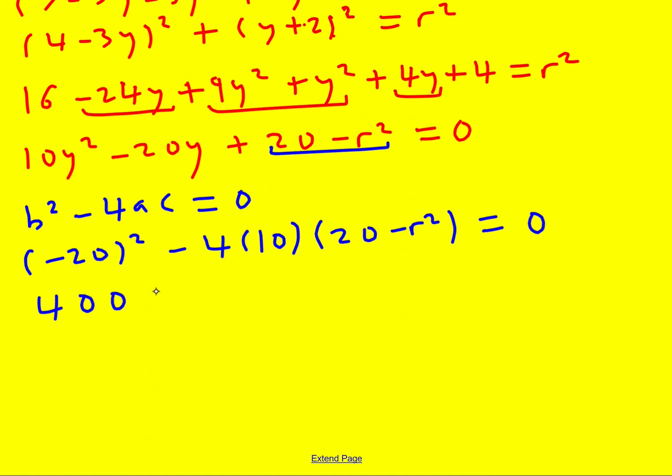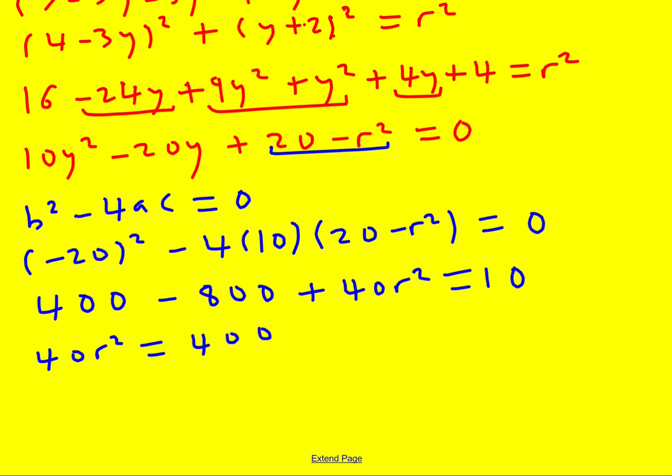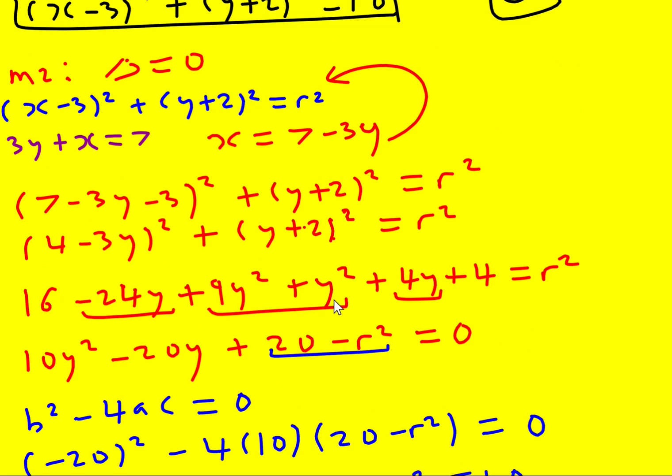So that's going to give us 400 minus 40 times 20, which is 800. And then minus 40 times minus r squared is going to become plus 40r squared equals 0. And I can see it about to work. We're going to get that 40r squared is equal to 400. r squared is equal to 10. And actually, that's all I need, because that's the bit that I put back into here. It's going to be 10.